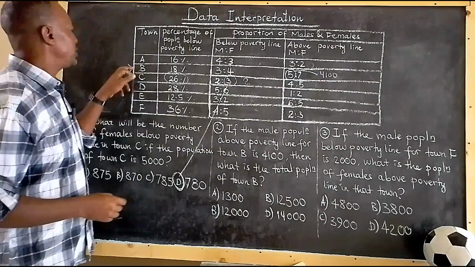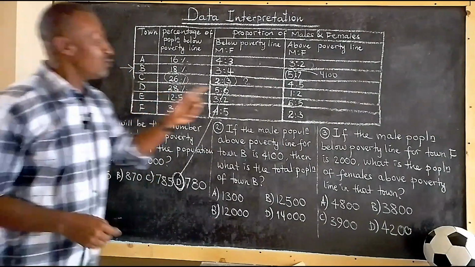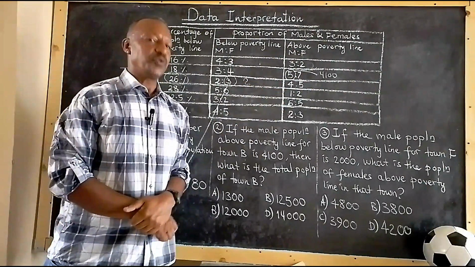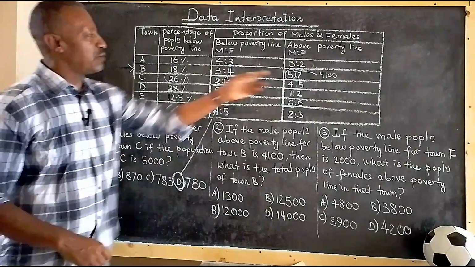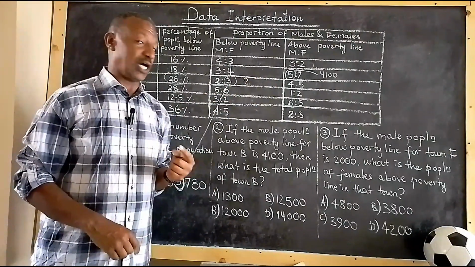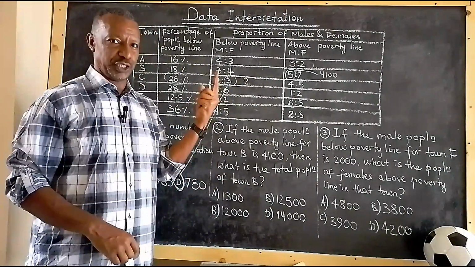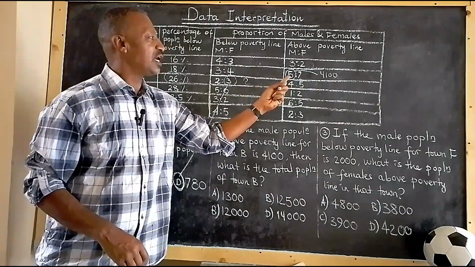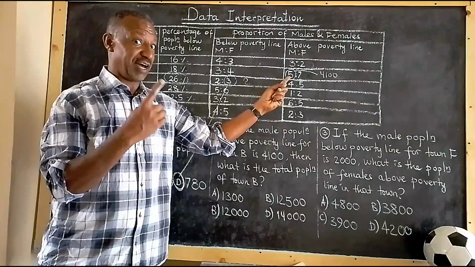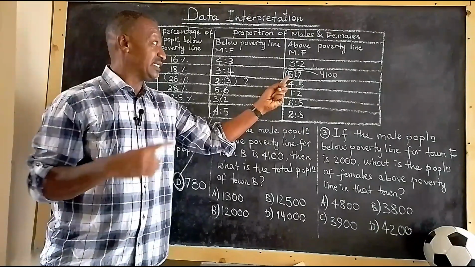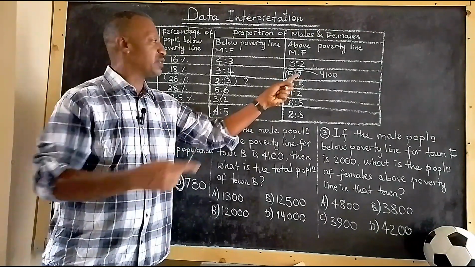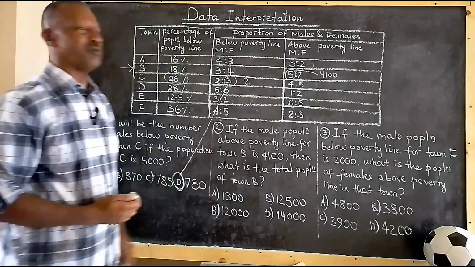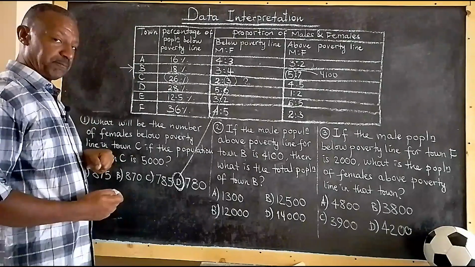Then, what is the total population? Now, the total population of town B is the question. The given one is simply the male population above poverty line, which is 4,100, and we have to find that out. So as I told you, use the one proportion. In order to get the one proportion, you just divide 4,100 by 5. Then you get one proportion. After that, you multiply that number by 7 so that you get the total population of town B. Okay?